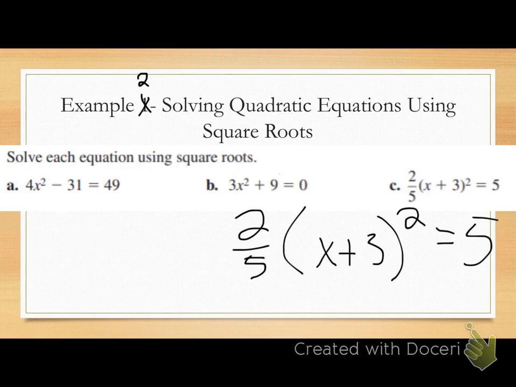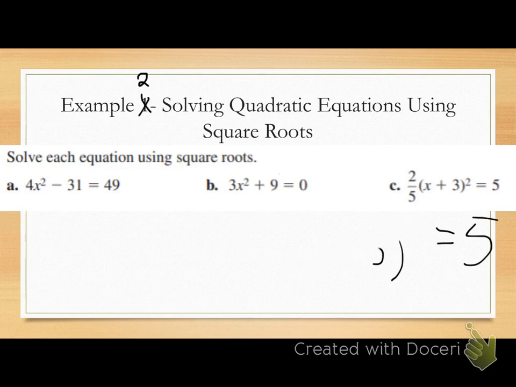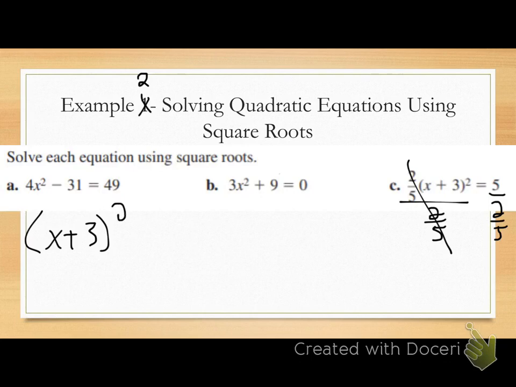How can I get rid of that 2/5 with my parentheses? If it's 2/5 times a set of parentheses, divide both sides by 2/5. If I divide by 2/5 over here, it's going to cancel out. Whatever I do to one side, I have to do to the other. So I would get (x plus 3) squared equals 5 divided by 2/5, which is 25 over 2.